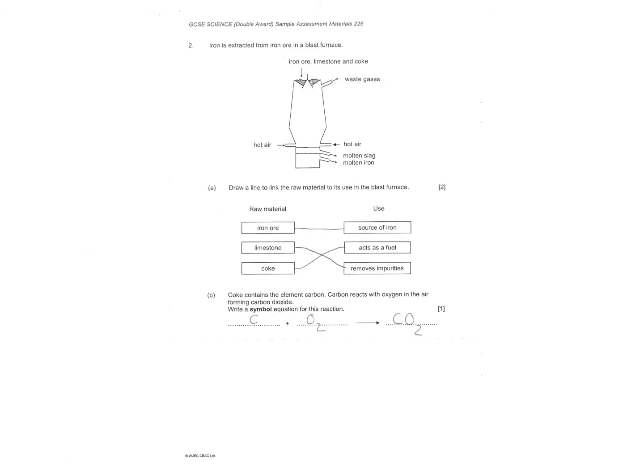Looking at the blast furnace then, 3 raw materials go in at the top and then 1 raw material in the bottom because hot air rises. Iron ore is your source of iron. Limestone removes impurities. Coke acts as fuel. Coke is your source of carbon. Carbon reacts with oxygen in the air to form carbon dioxide. Really nice, easy question. Remember, oxygen is one of the ones that is diatomic.